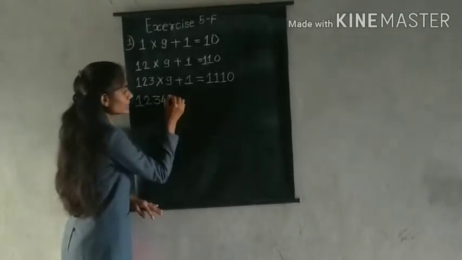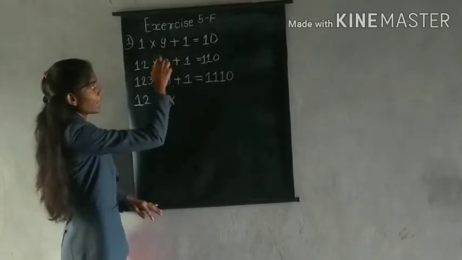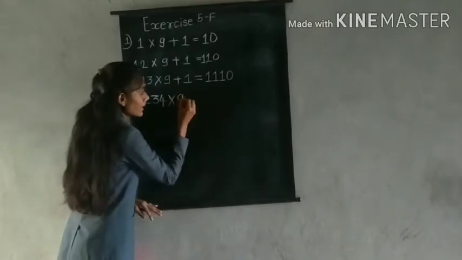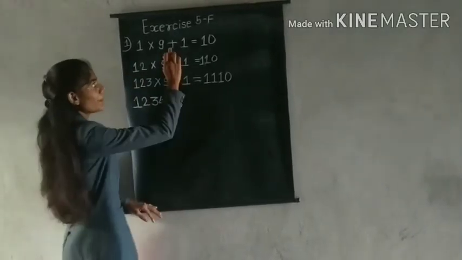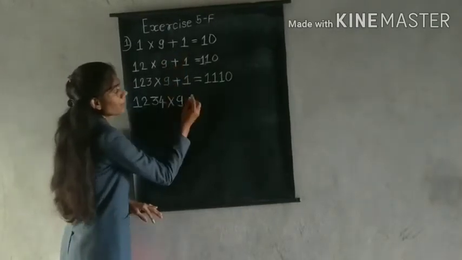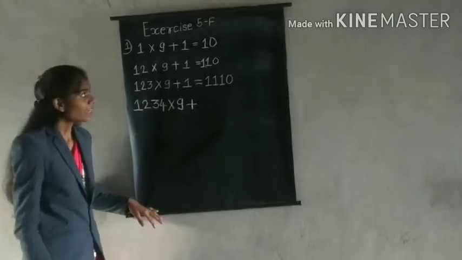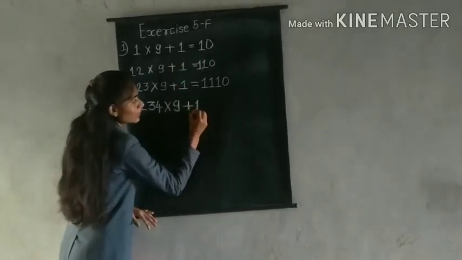Now the multiplication symbol is the same. Now they multiply 9 by 9. Here also by 9. So in the next step it will also be multiplied by 9. Now the plus symbol is the same for all 3 steps, so for the next step also it is the same. Now they added 1, 1, 1 here. So here also it will be 1.